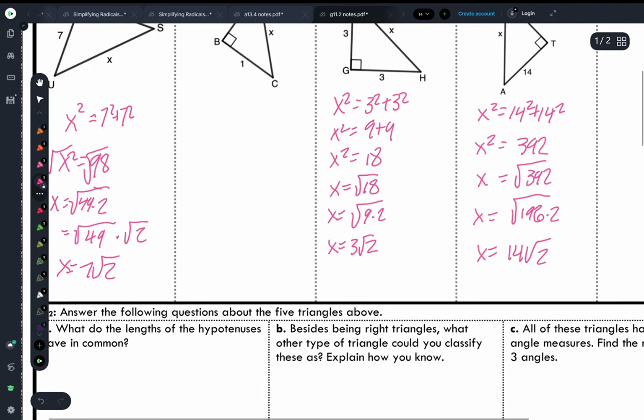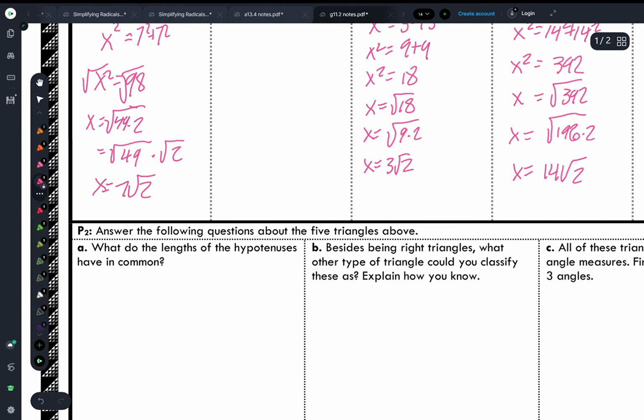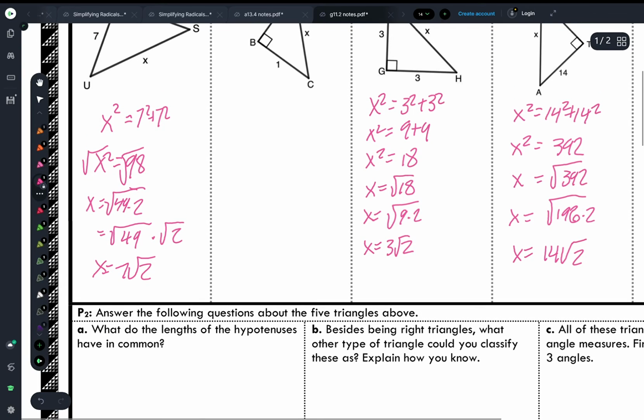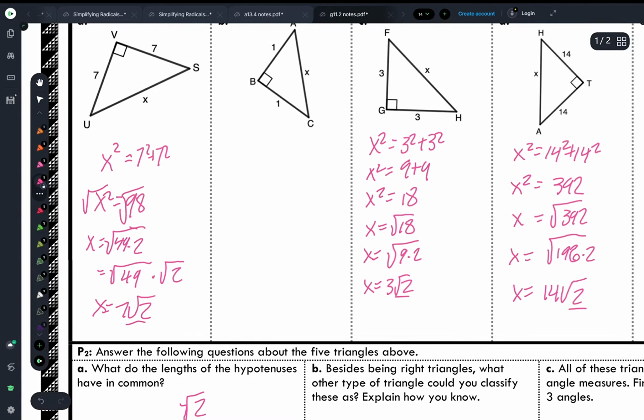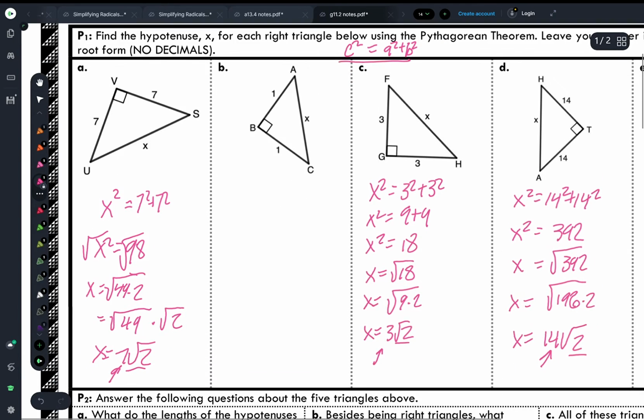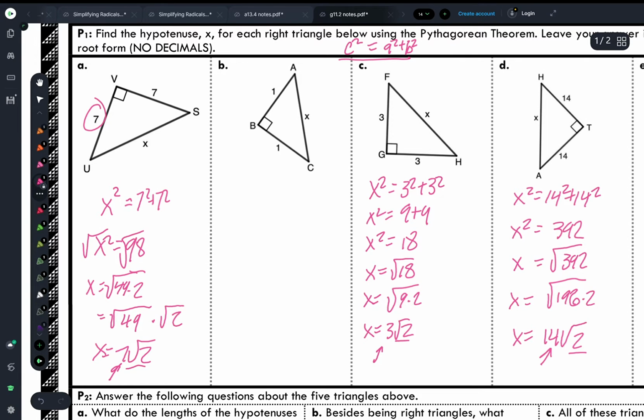All right, so let's use these three, what we just did, to answer P2. P2 part A says, what do the lengths of the hypotenuses have in common? Notice that all of them have this square root of 2 in there whenever you simplify it. Also, look at what's in front of the square root of 2. You have a 7, a 3, and a 14. Now, looking at our triangle, the 7 is the side length of this triangle, so that's interesting. It's the same for C: 3 is the side length, and for D, up here, 14 is the side length, and it also is in our answer.